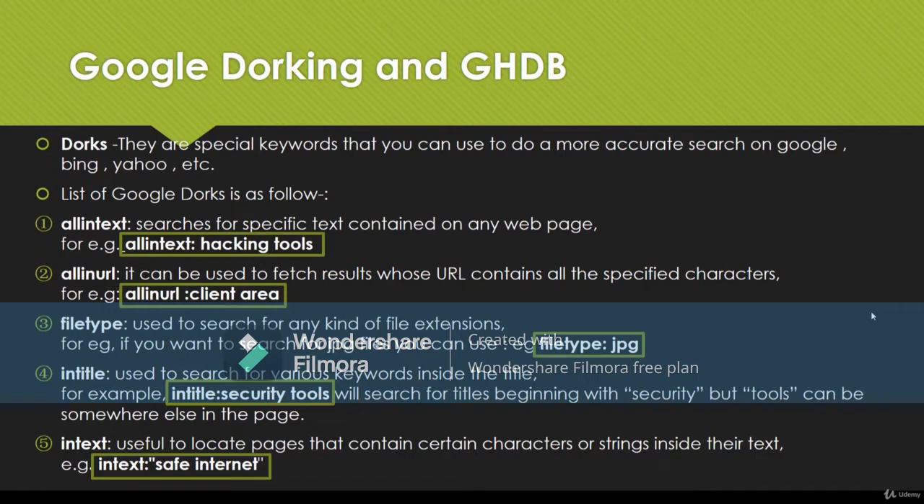Dorks are basically special keywords that you can use to do a more accurate search on Google. If you type something on Google, lakhs and lakhs of results appear within a spree. So, if you make use of these Google Dorks, your search will become more accurate and precise. There are many Google Dorks available to us, and you can type these words in the Google search bar to get more accurate results. We have allintext, allinurl, intext, filetype, intitle, and many more.